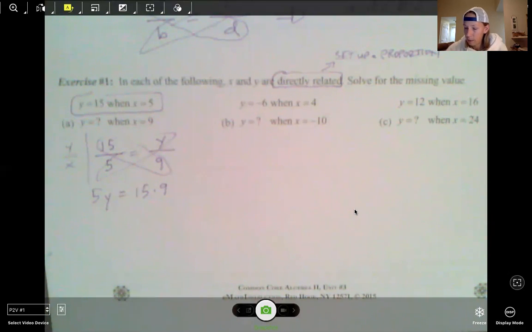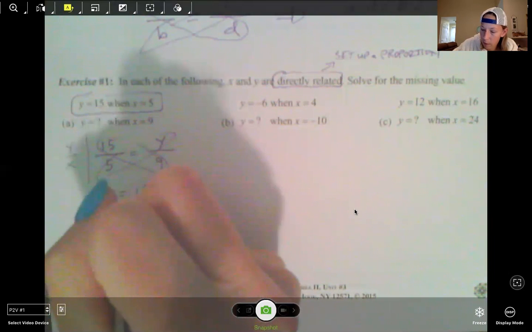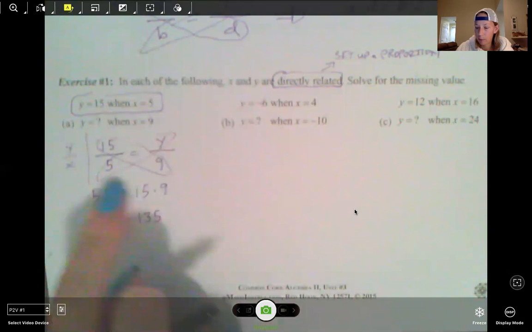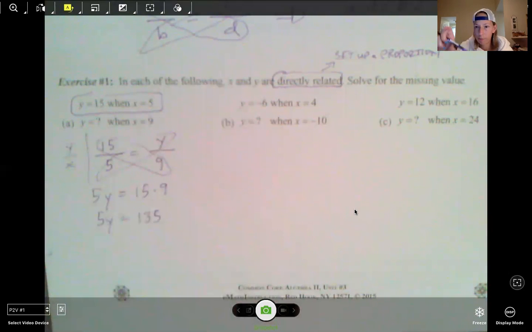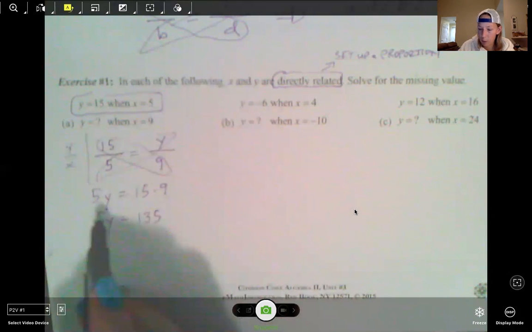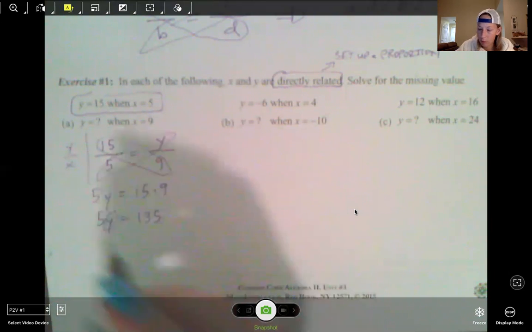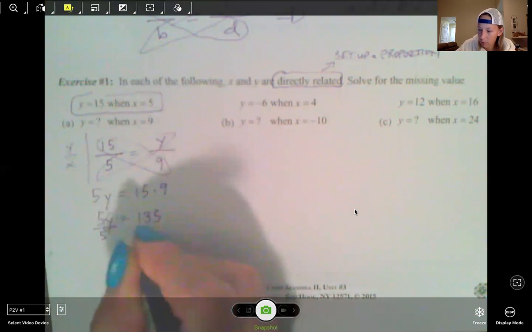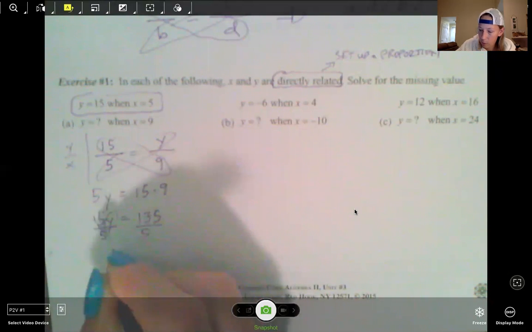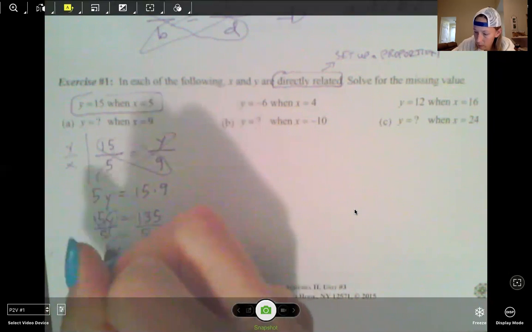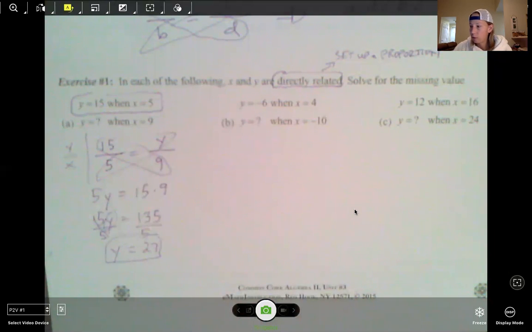Okay, yeah. So 5y equals 135. By cross multiplying, we're allowed to have an equation that doesn't have fractions in it, and it makes it a little bit easier for us to solve it. So once we get this, it's a one-step equation. We want to get y by itself. So the opposite or inverse of multiplying by 5 is to divide by 5. And so we get y equals 135 divided by 5 is 27. So that is your answer.